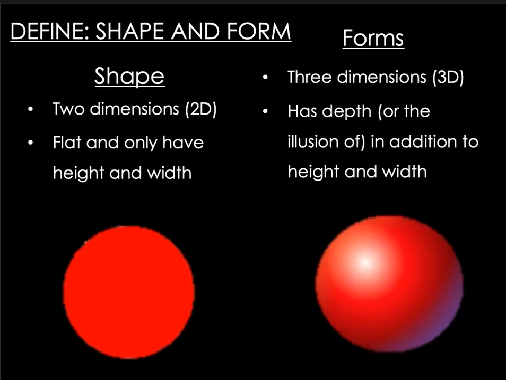So shape is talking about something that's flat, that's two-dimensional. It only has height and width. On the opposite, we have form, which is three-dimensional or appears to be three-dimensional. So it has depth in addition to height and width, or it has the illusion of depth, meaning we make it look three-dimensional on a flat surface. From this point, we're going to focus on shape, and then we'll bring form back into it towards the end.